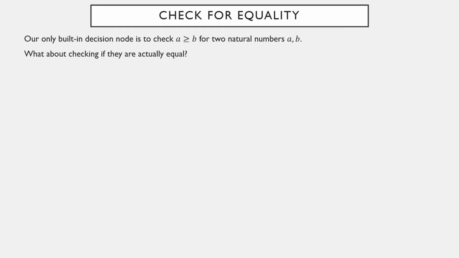What we want to do now is determine if we can actually check if two integers are equal. But remember, our only decision that we have built in to begin with is if A is bigger than or equal to B. So how can I use this one built-in decision to actually check if two integers are equal? Well, here's an algorithm that does it.